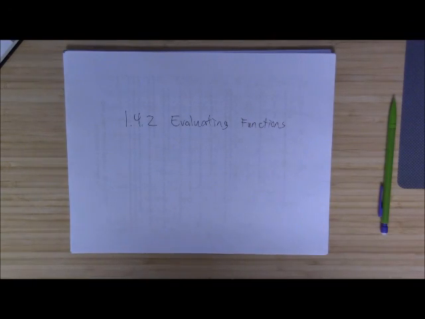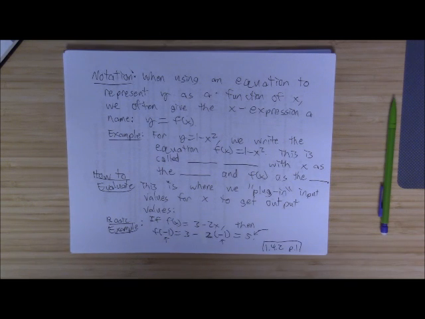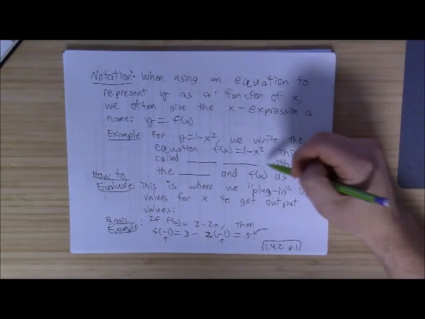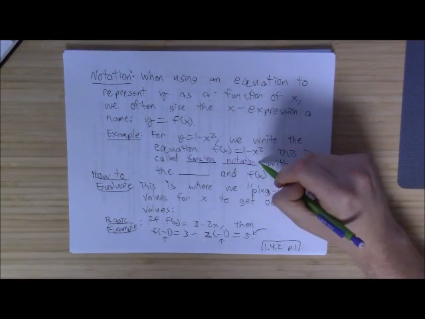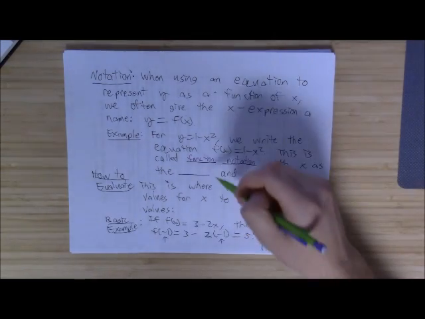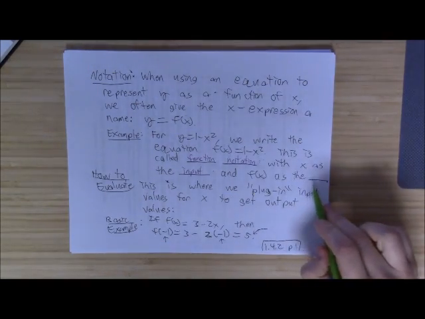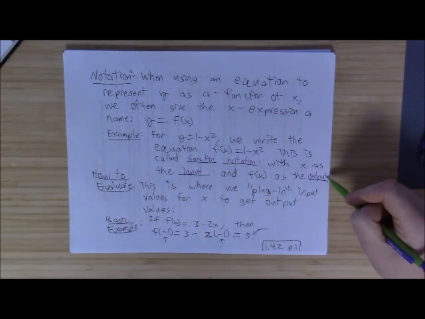In this video, we're going to talk about how to evaluate functions. So, a brief bit of notation first. When using an equation to represent y as a function of x, we often give the x expression a name, and in this case, we're going to call it f of x. For example, for y equals 1 minus x squared, we write the equation f of x equals 1 minus x squared. This is called function notation, with x as the input and f of x as the output.